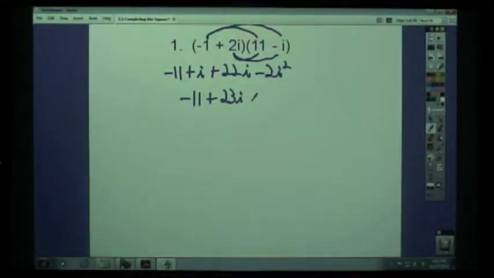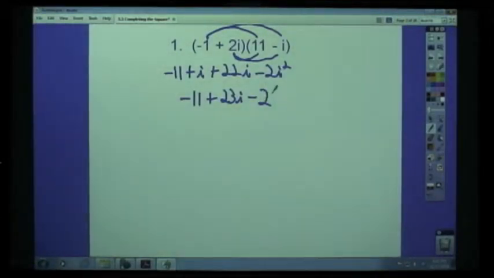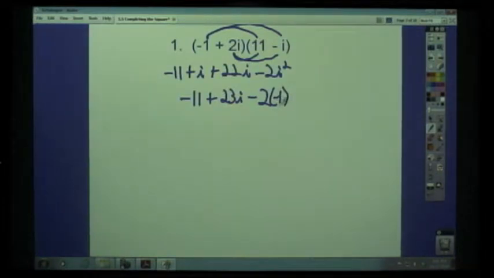But remember, i is not a variable. i squared, remember, is equal to negative 1. I told you this last time in class, you would always replace it with a negative 1. So this actually is plus 2 out here on the end. So you have negative 9 plus 23i when you add 2 and negative 11 together.